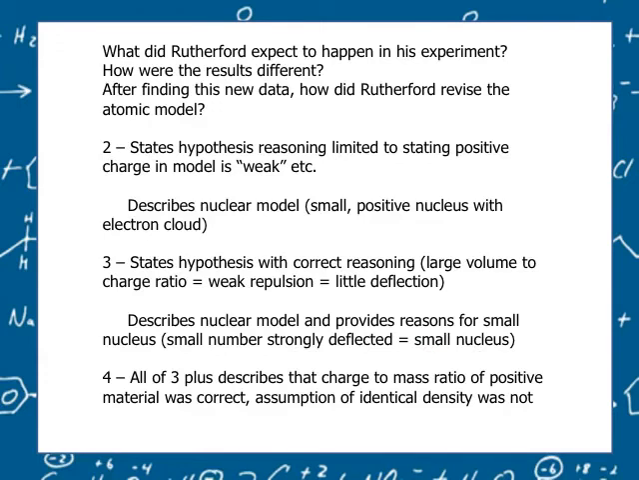If you go on to clarify that Rutherford found that the charge to mass ratio of the positive material in the plum pudding model was correct, however it was flawed because it assumed an identical density for the positive and negative material, and therefore the positive material being the largest part of the volume was not correct, you're going to score 4. I hope this helps you prepare for your test and score strongly on these short answer questions.